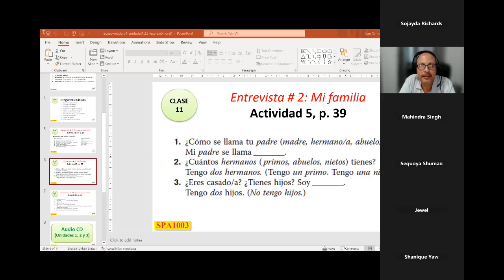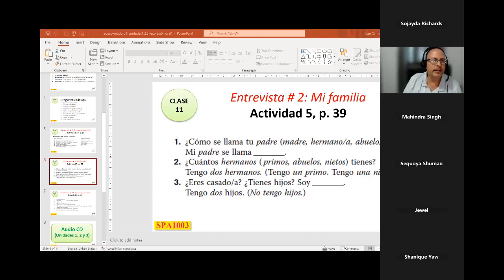Mahindra, ¿cuántos hermanos tienes? Tengo dos hermanos. Dos hermanos. ¿Hermanos o un hermano y una hermana? Dos hermanas. O dos hermanas. Okay.